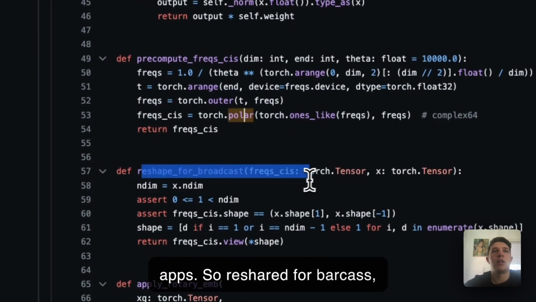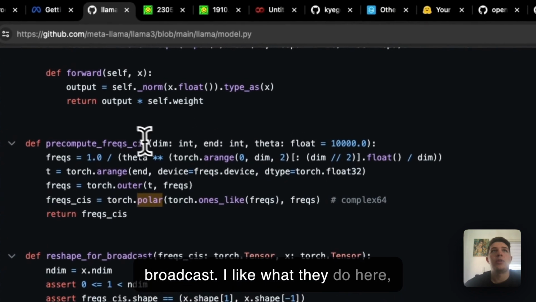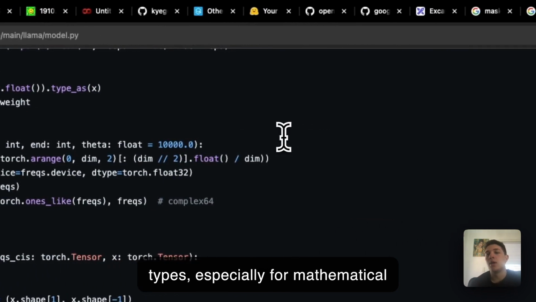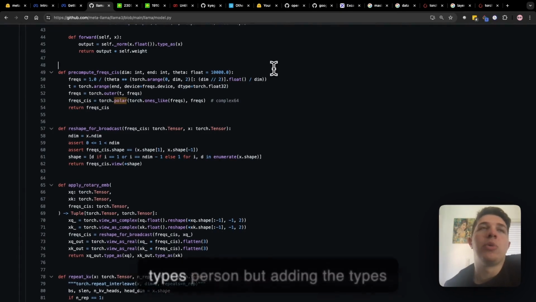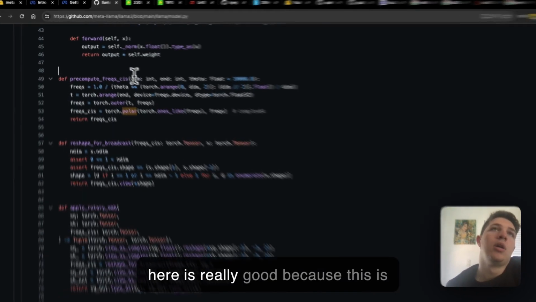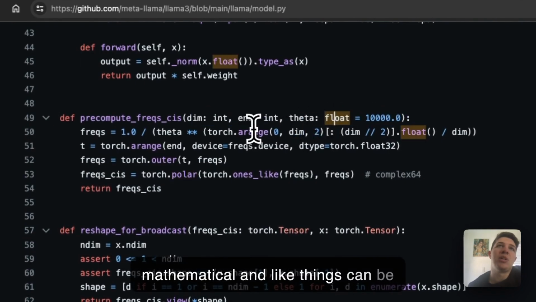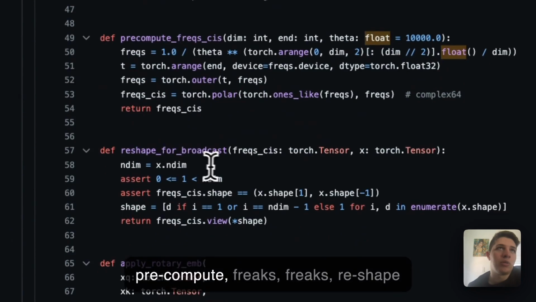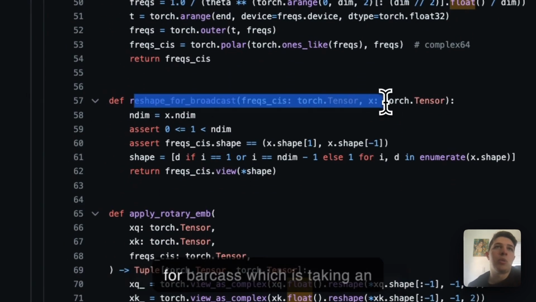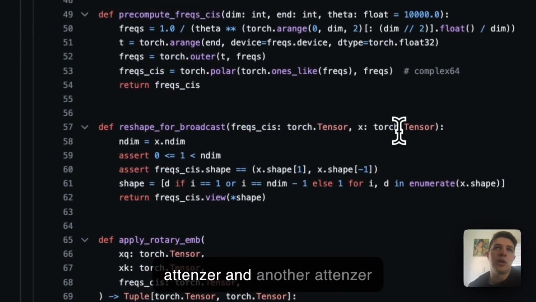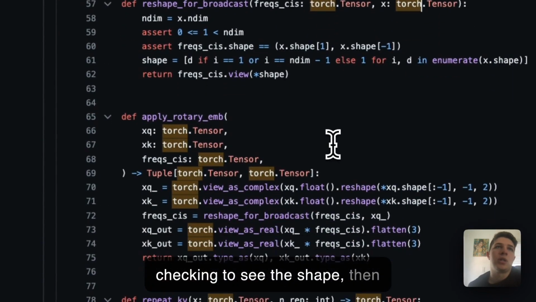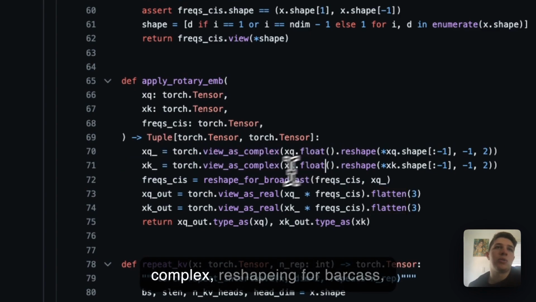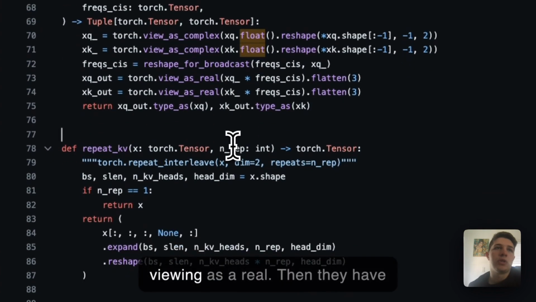So reshape for broadcast. I like what they do here. They add the types. I'm a dynamic types person, but adding the types here is really good, especially for mathematical things, because this is mathematical and things can be ints, things can be floats. Just put your types. They make this function precompute frequencies. Reshape for broadcast takes in a tensor and another tensor, checking to see the shape. Then they're applying the rotary embeddings. They're viewing as complex, reshaping for broadcast, viewing as real.